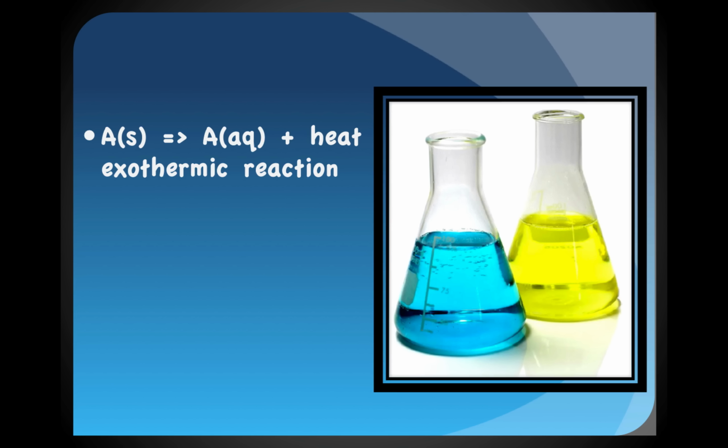Now, some solids dissolve by releasing heat. This is an exothermic reaction. When a solute dissolves exothermically, the temperature of the surroundings increases. Sodium hydroxide is an example of a solute that dissolves in water in an exothermic process. When sodium hydroxide releases the energy when it dissolves, the temperature of the solution is going to increase. This is why if you touch a beaker that is dissolving sodium hydroxide in it, it's going to feel hot to the touch.